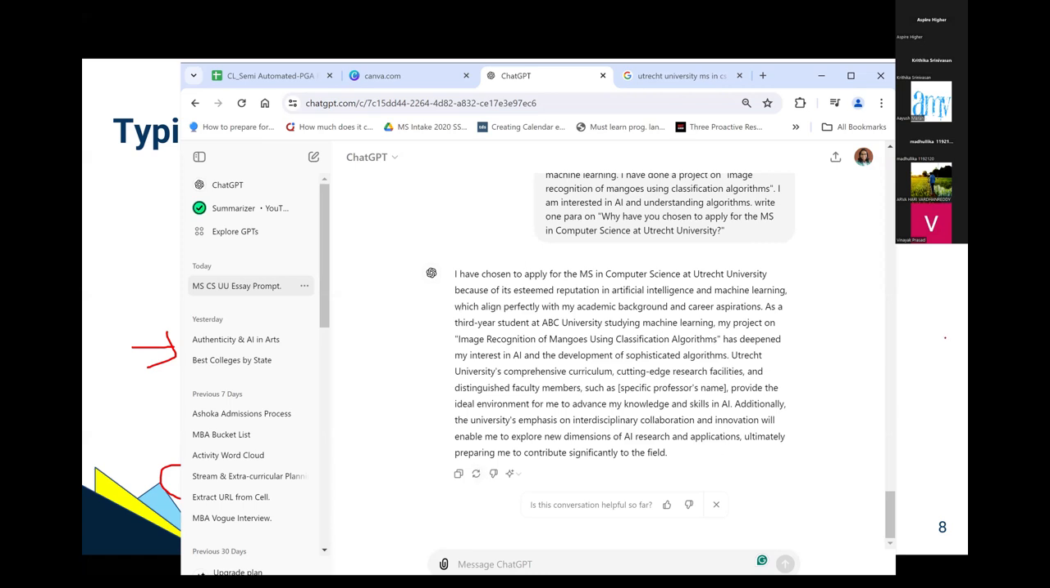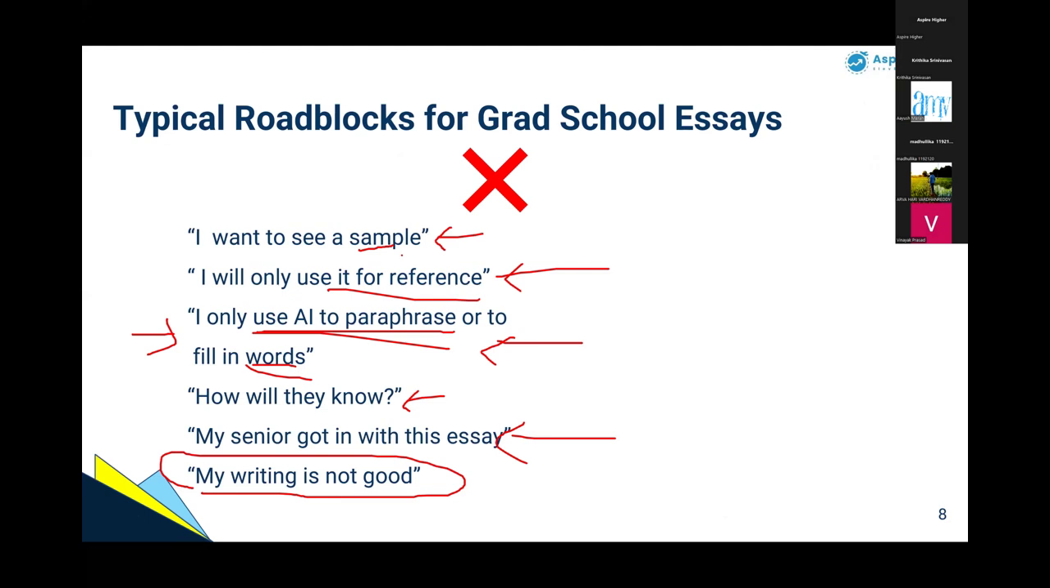And then, of course, you don't want a sample. We already discussed this. You really don't want to copy from your senior or somebody else. So what else do you think is a roadblock? Okay, I have a nice answer: why this course can be a roadblock. Okay, fair enough. That's a very good answer. What else do you think can be a challenge for you?